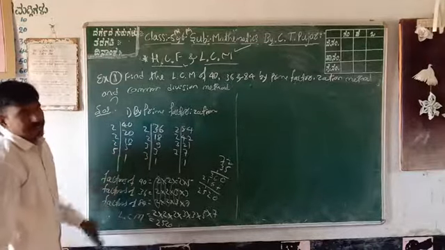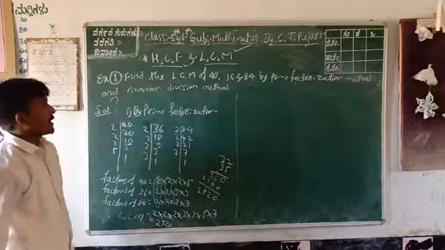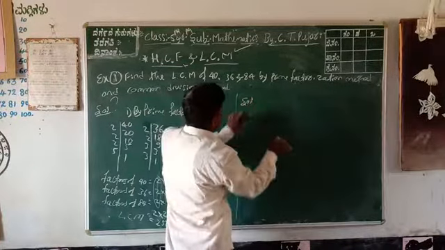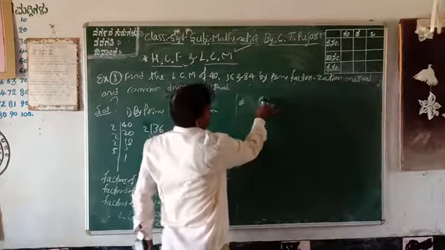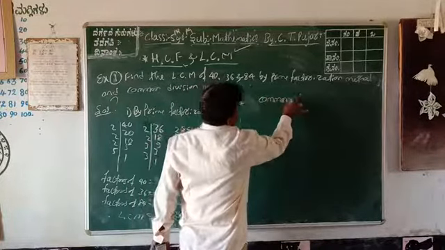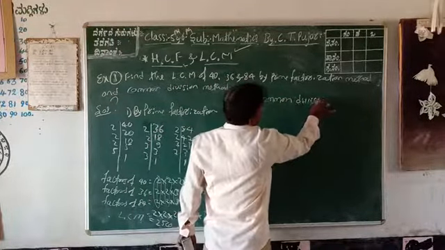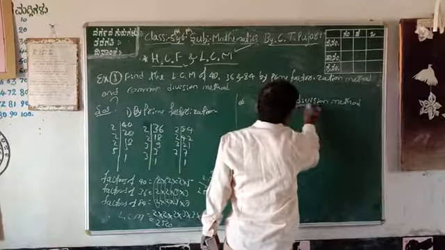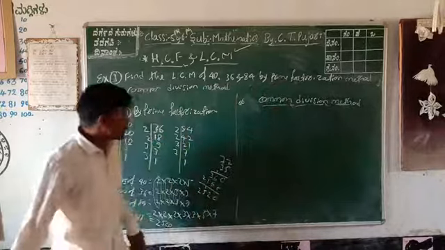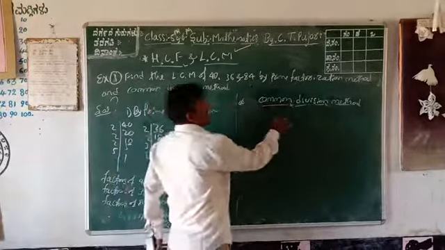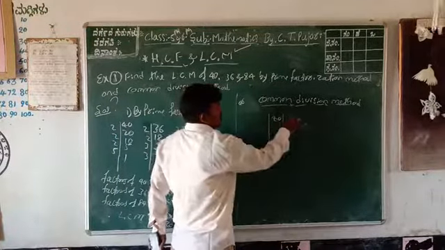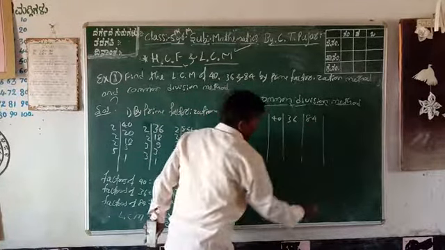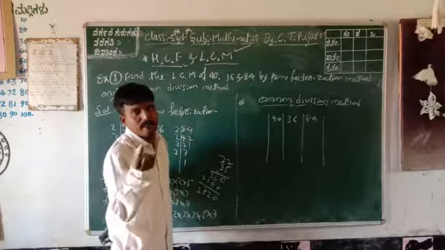This is prime factorization. What about the common division method? Common division method is the same, like 40, next 36, next 84. You can take the first of the smallest prime numbers.